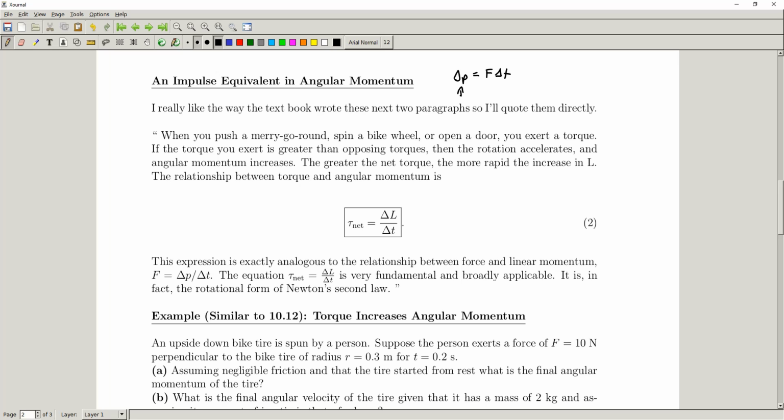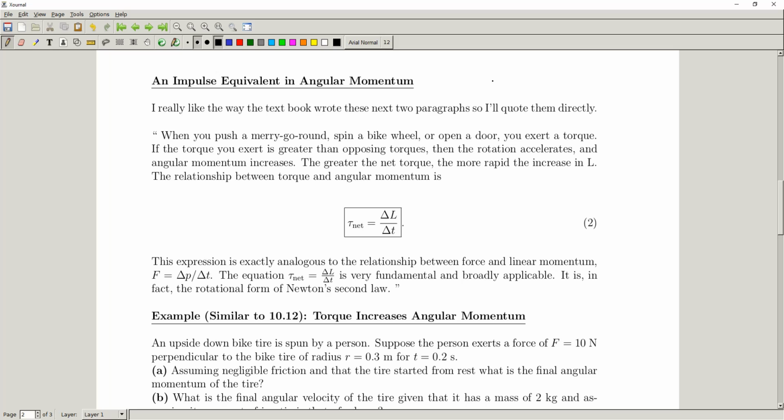So a natural question would be, is there an equivalent to this impulse idea in terms of angular momentum? It turns out that there is. The textbook does a particularly good job of writing this part up. It's a very concise couple of paragraphs, and they get to the point. So I've copied it directly from the textbook, and I'll read it out to you.